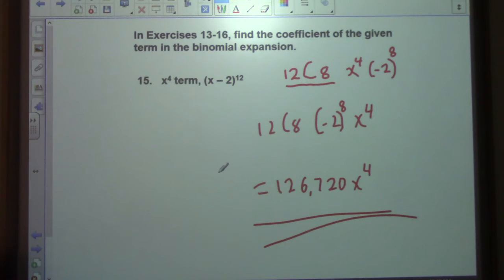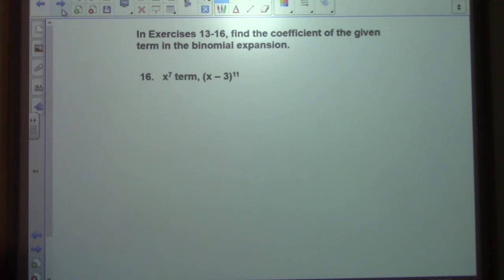Questions on this one? Do you like this better than writing them all out? Yes. And what you're going to see on your tests in this class and others, you're going to be given instructions for finding a specific term. That's what it's going to look like. We're going to have a brief quiz first thing Monday on this.